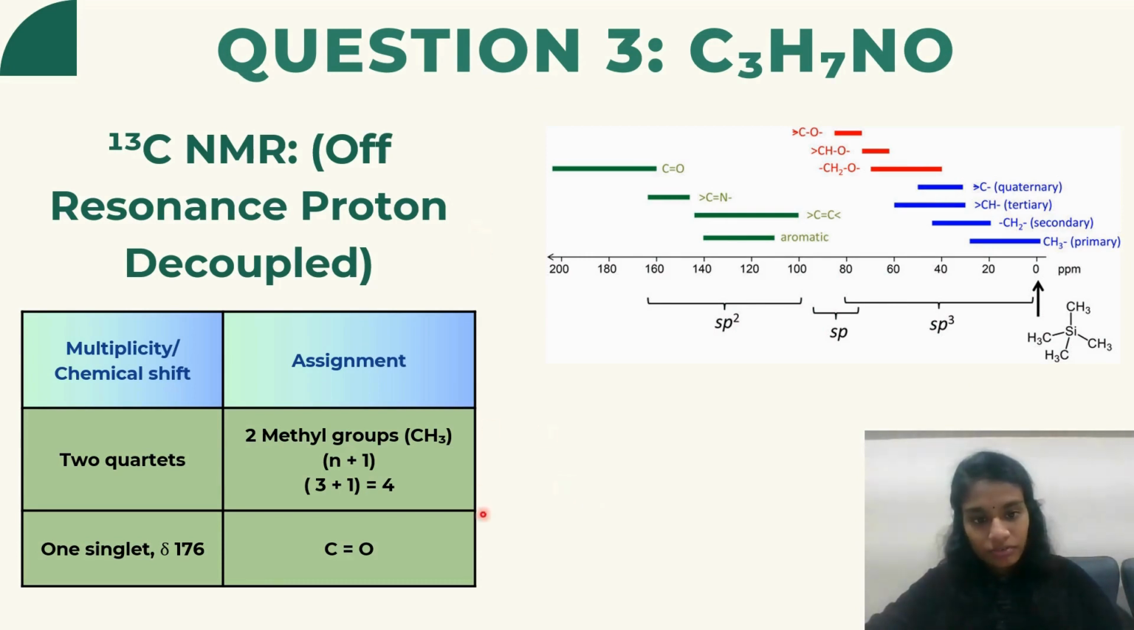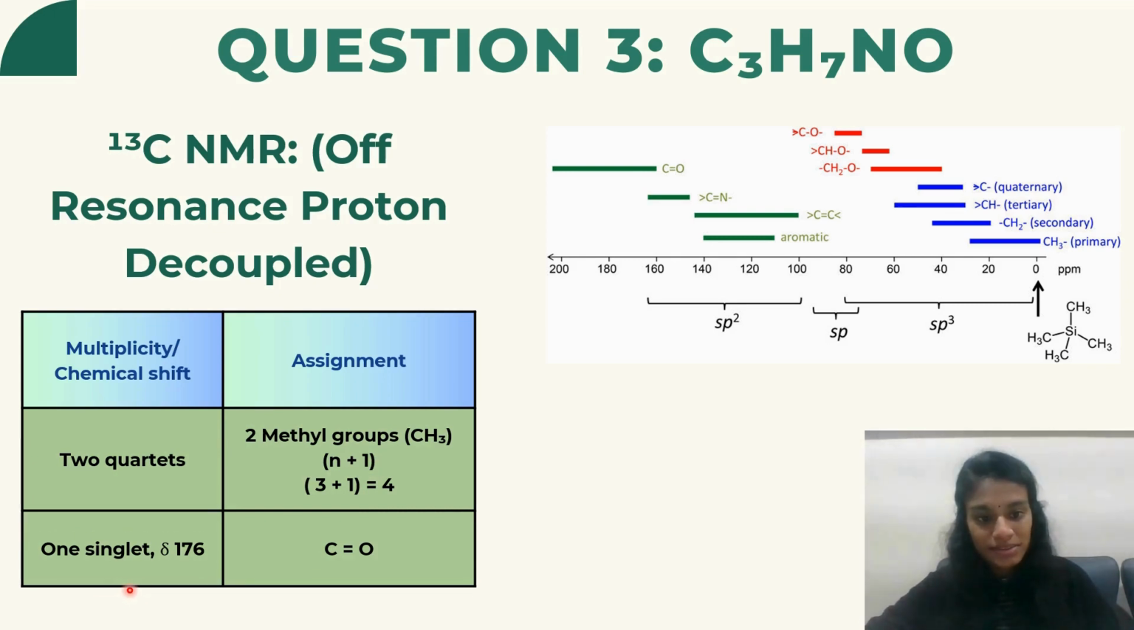So let's see the CNMR. They gave two pieces of information: 2 quartets and also 1 singlet. Quartet means 4. So now we can use the n plus 1 rule, where to get the value of 4, the n will be 3. For the 3, we can definitely know that it is CH3, so there are 2 methyl groups. So from the HNMR and the CNMR, we already confirmed that 2 methyl groups are present.